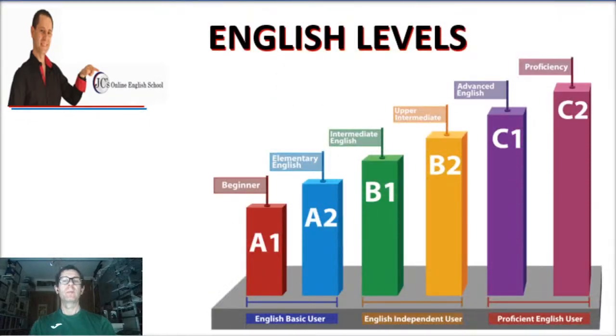Okay, remember there are 6 English levels. I always say the same thing in every class. A1 beginner, A2 elementary, B1 intermediate, B2 upper intermediate, C1 advanced, and C2 proficiency.